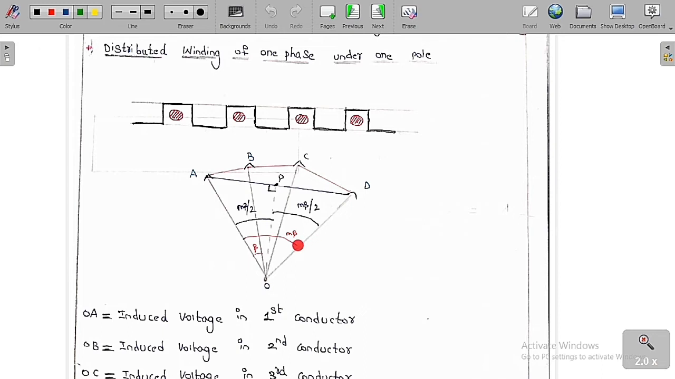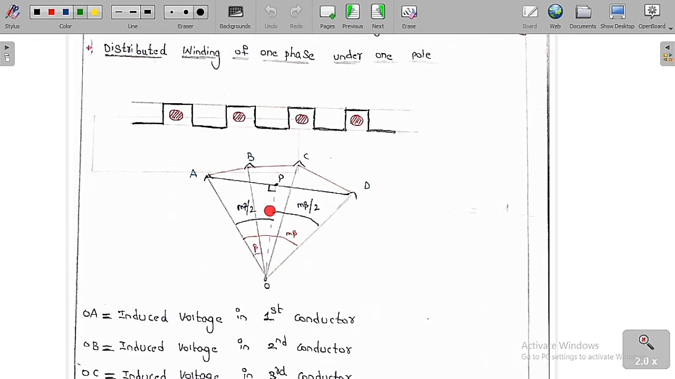So m beta means the angle that one phase covers under one pole. That is the consequence of this. Then what I am going to do here: this is a triangle, OAD is a triangle. From O, OA vector and OD vector are of the same length, so it is an isosceles triangle.